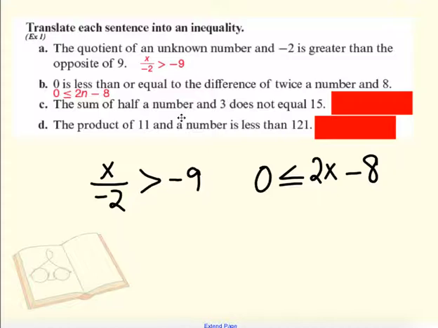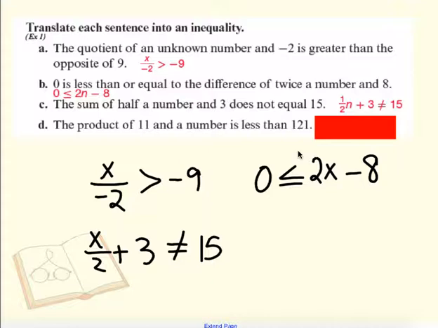So the sum, we're talking about an addition relationship of half a number. So I'm taking a number, dividing it by 2 and adding 3. So we're adding that to 3, and that does not equal 15. That's what we should have here. We're just translating these into sentences.